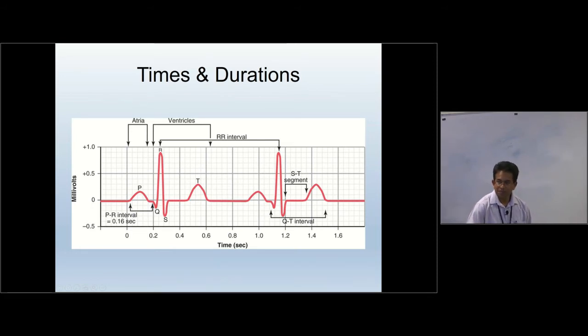Then ST segment is important. ST segment, if your heart is normal, is isoelectric, so it's 0 voltage. But if your patient is experiencing ischemia, depending on the type of the ischemia, it can fluctuate. It can elevate or it can go down. All right.